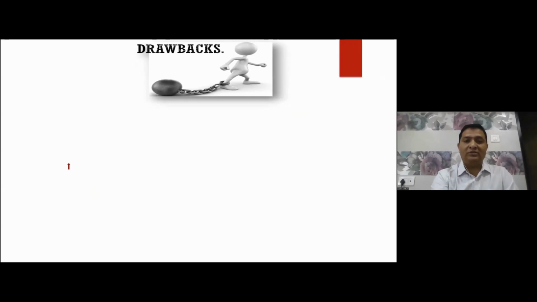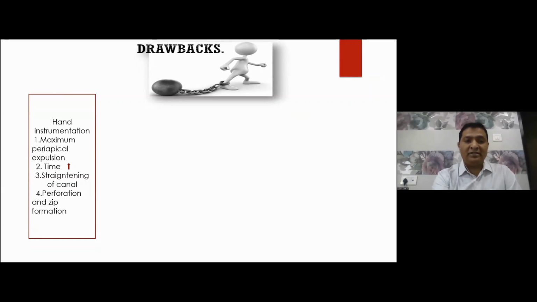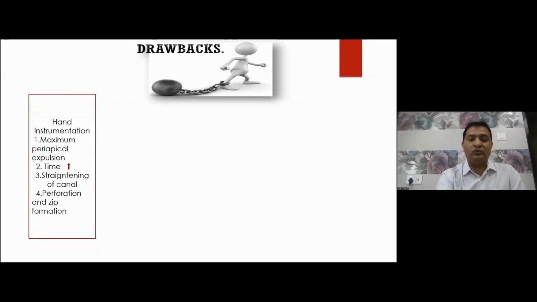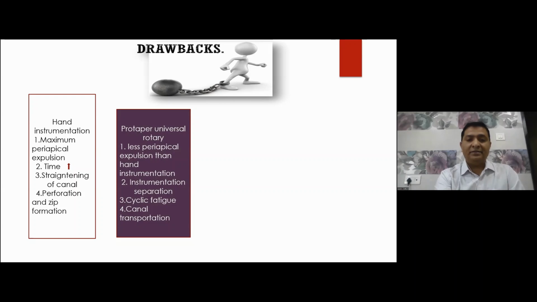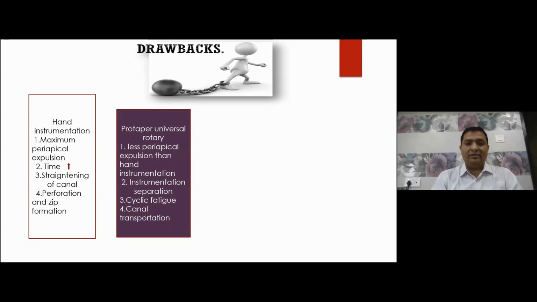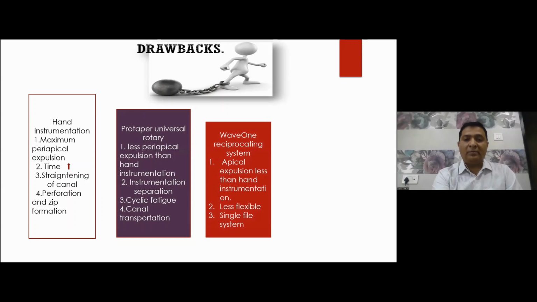But there are drawbacks with these techniques. Hand instrumentation gives maximum periapical extrusion as per the literature. It is time consuming. Straightening of the canals and perforation are errors that occur in hand instrumentation. ProTaper instrumentation also gives periapical expulsion, but it is less than hand. But there are other errors like instrument separation, cyclic fatigue, and canal transportation. WaveOne instrumentation also gives periapical expulsion, but it is less than hand. Still, it is a single file system and it is less flexible.